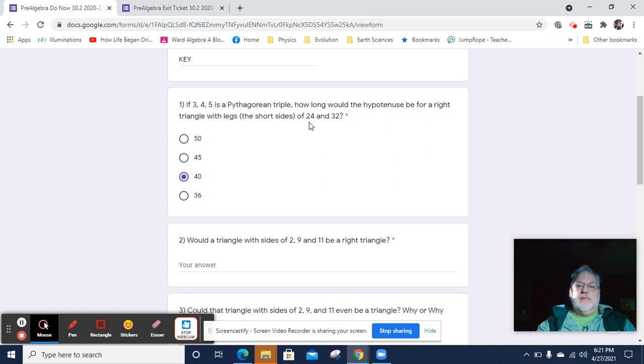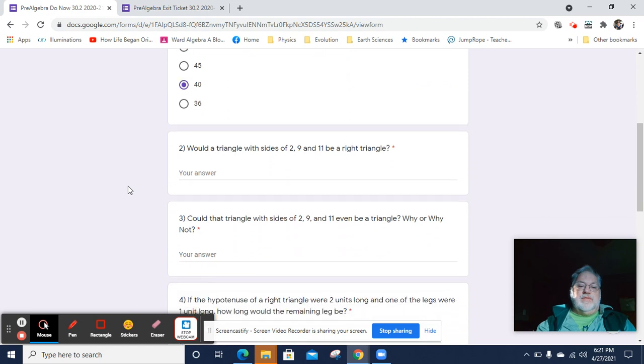So we just skipped the whole process of squaring 24 and squaring 32. We didn't have to do that. We would have ended up with a sum of 1,600. So that saved us a little bit of time.